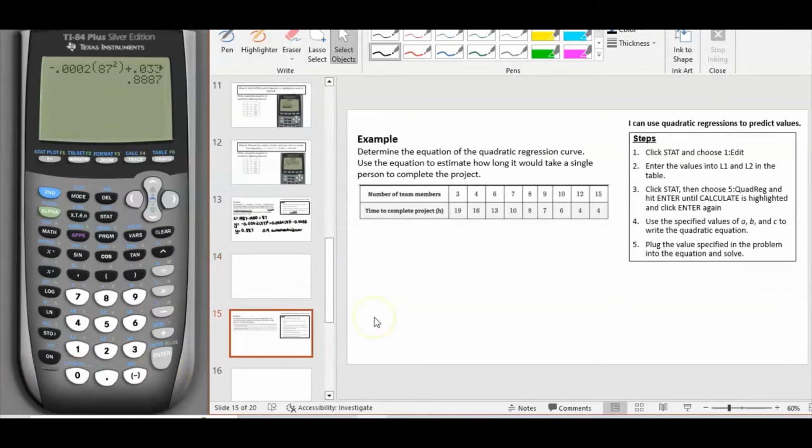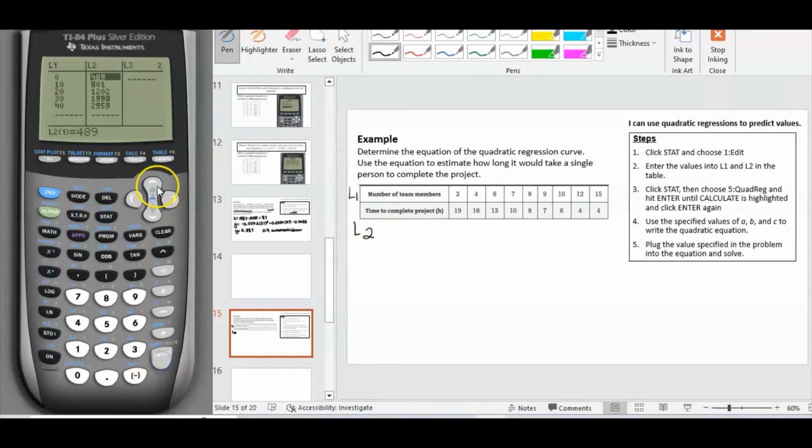Now let's determine the equation of the quadratic regression curve based on this data, and let's use that equation to estimate how long it would take a single person to complete the project. Notice we have the number of team members and the time it takes to complete the project. The number of team members is the input variable, so we're going to call that L1. The time it takes to complete the project is the output, so we're going to call that L2. Let's go to Stat Edit, and then clear what we have so that we can input these values.